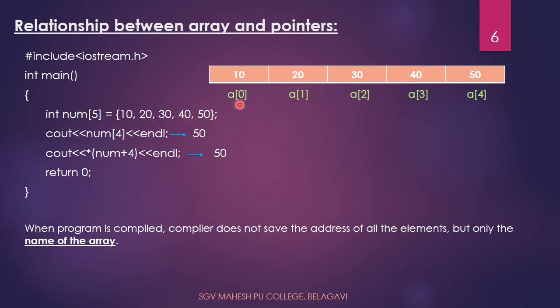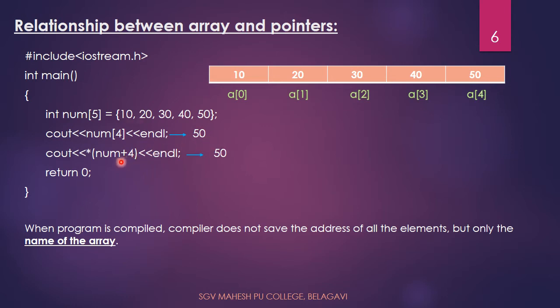So when I say array, I'll take it as a of 0, a of 1, a of 2, a of 3, a of 4. That means all 5 elements. So we have 10, 20, 30, 40 and 50. Now if I display the value of num of 4, when I say num of 4, you are printing the content present in a of 4, and that's nothing but 50.